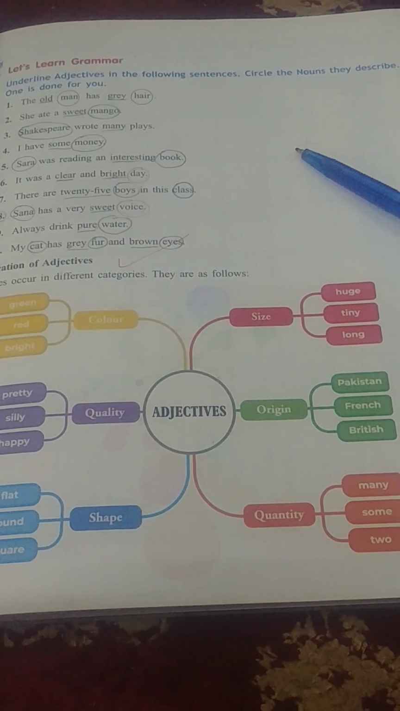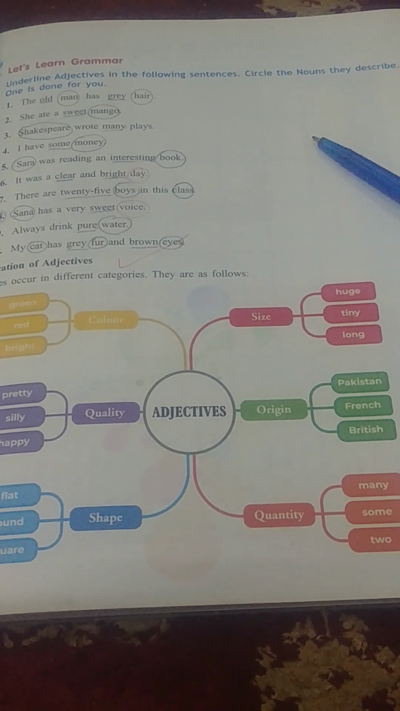Number 1, the old man has gray hair. So what we will do, we will underline the adjectives. So what are the adjectives? The adjectives are old and gray. So that's why these are underlined. And what are the nouns in this sentence? Man and hair. That is why I have circled them.